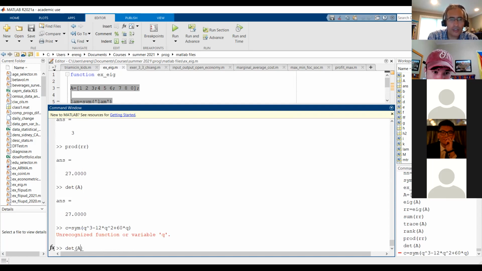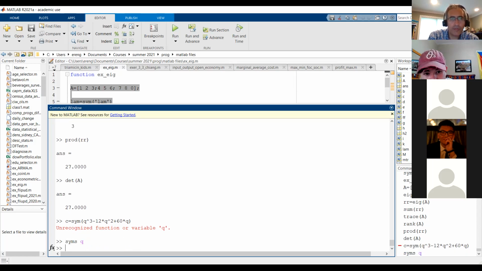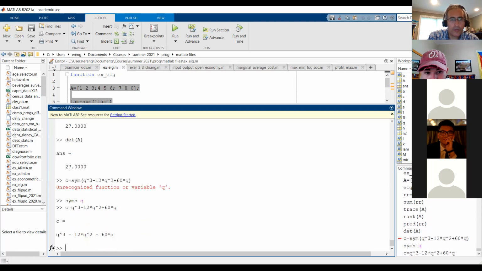This is not a traditional symbolic, so I need to use syms. Before doing this, I need to define Q, because it's not a regular variable, guys. So this is a cubic function, and we are going to read more about this one here.